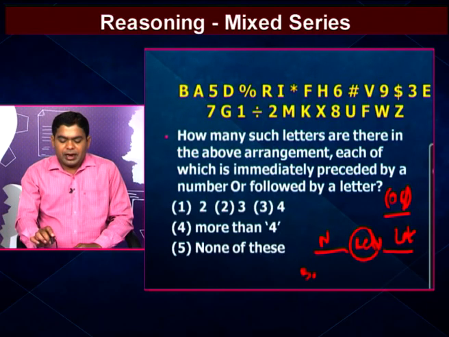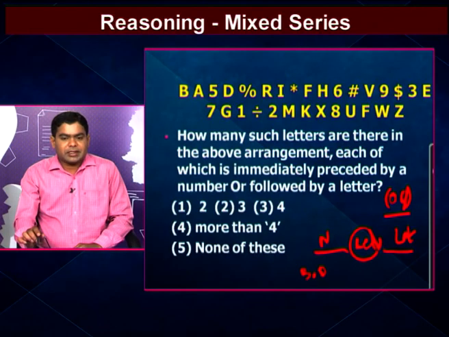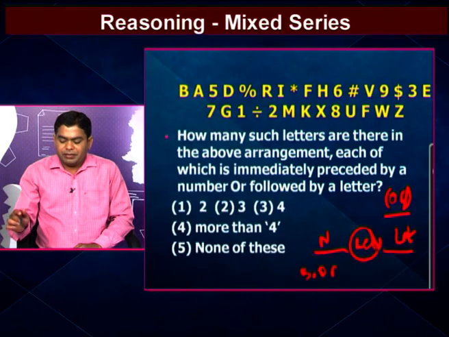After that we go to the next letter. The letter must be preceded by a number. That one is 5. That means D is also satisfied. After that we go to the next letter, that one is R. It must be preceded by a number, or otherwise it must be followed by a letter. But here in the question R is followed by a letter. That's why we count that R.